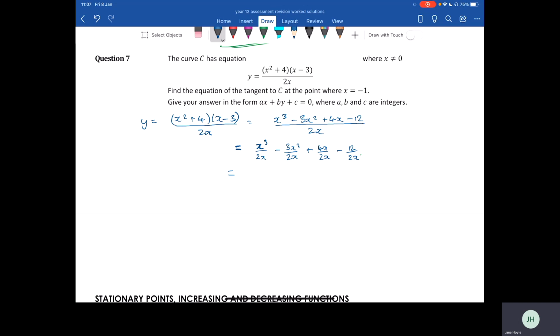And now this is very nice because we can just use our rules of indices. I've got x cubed divided by x to the power of 1, or, some of you would think of that as cancelling. So that's x squared over 2. There I've got x squared over x to the power of 1.